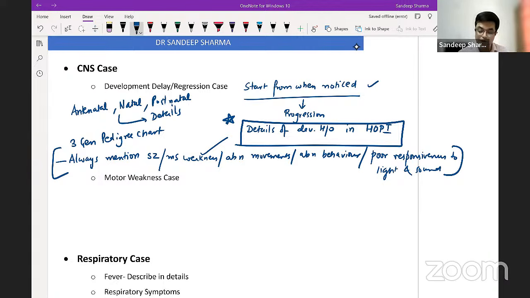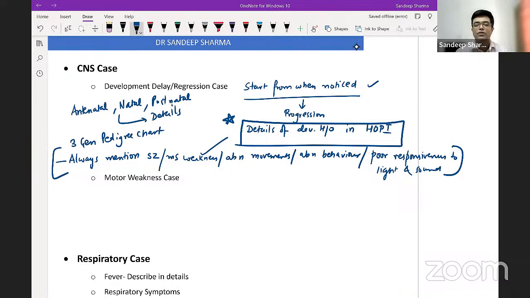They can ask you, why are you asking for seizures? We are asking for seizure because seizure will indicate that probably there is a focal lesion in the brain from where electrical discharge is happening. If it is muscle weakness, you need to mention about the muscle weakness. It can be upper motor neuron type, lower motor neuron type.